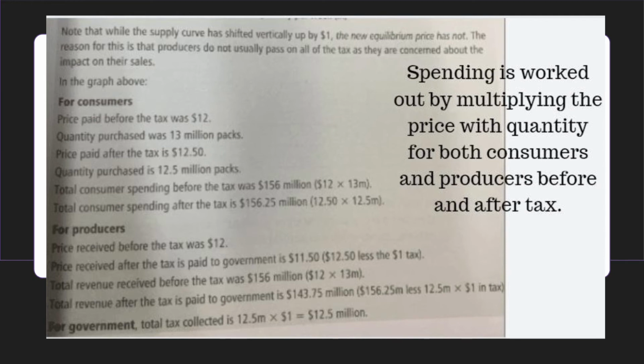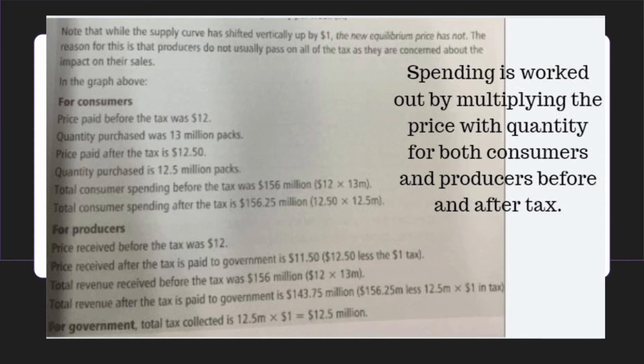So initially the consumer was paying $12 and consumers were buying 13 million. After the tax was introduced, consumers were paying $12.50, but the quantity went down to 12.5 million. So as you can see there, overall, there's been an additional $0.25 million just from that tax, and that has now gone to the government.